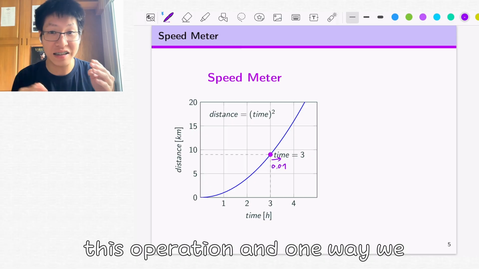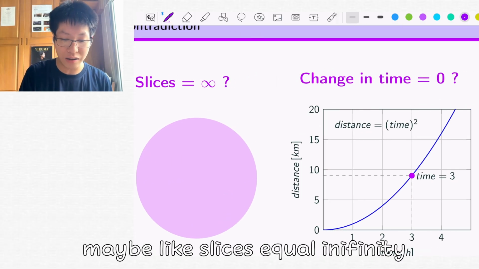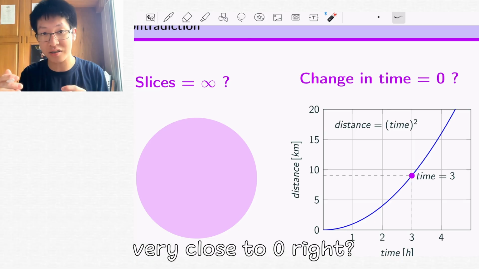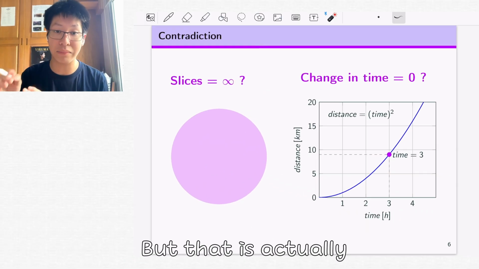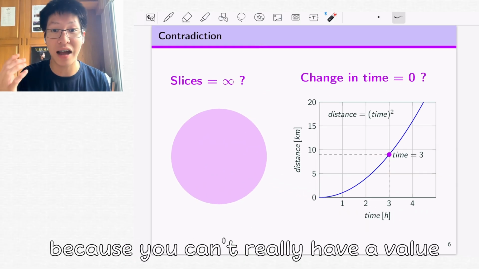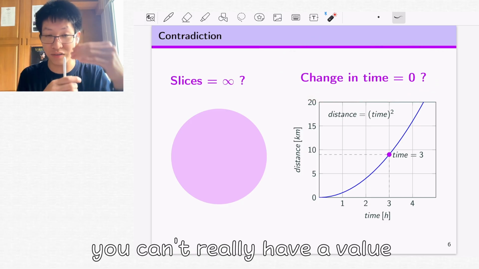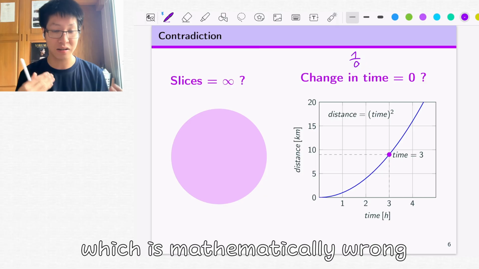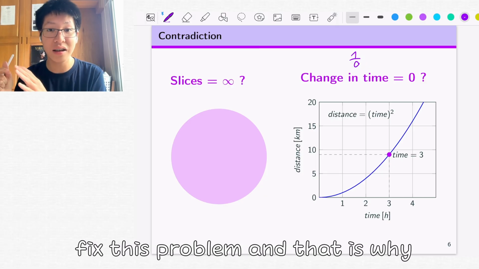One way we initially did it is, since we have infinitely many slices, we wrote slices equals infinity, or since we have change in time really close to zero, we wrote change in time equals zero. But that is mathematically wrong because you can't really have a value equals infinity. And similarly, you can't really divide a value by zero, like 1 over 0, which is mathematically wrong. So we were trying to find a solution that can help fix this problem.